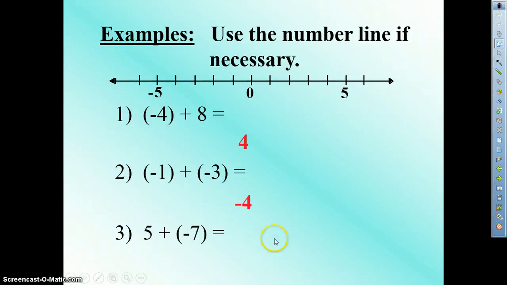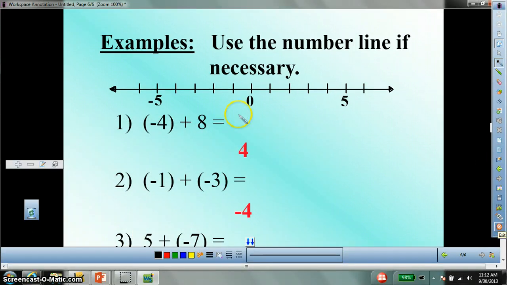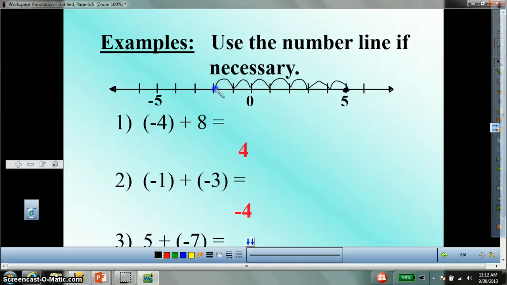And then our last example here is 5 plus negative 7. So first we'll find 5 on the number line. Here's 5 right here. And this negative tells us that we want to go to the left, 7 units. So we're going 1, 2, 3, 4, 5, 6, 7 units. And this point right here would be our solution. Here's 0, we go negative 1, negative 2. So 5 plus negative 7 is negative 2.